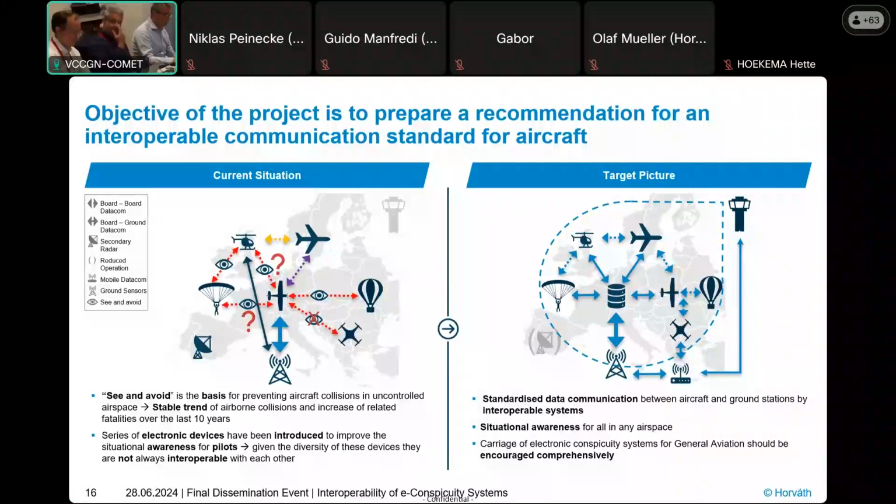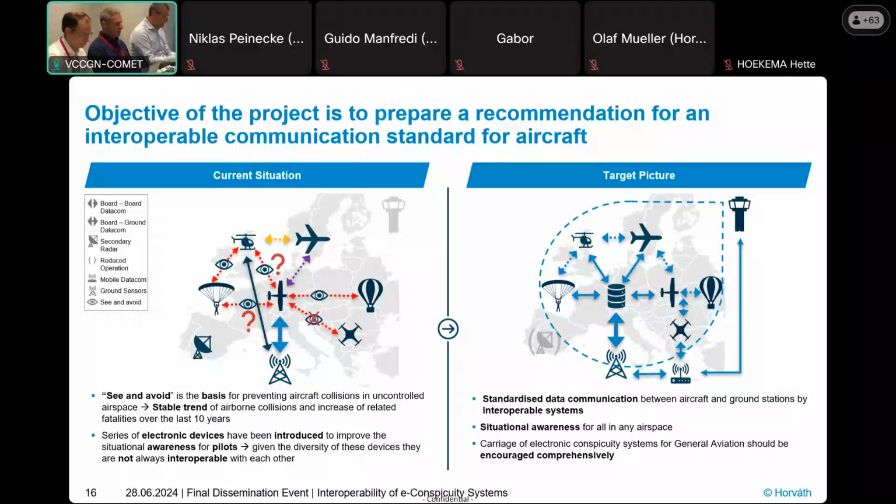Seeing the void is still the basis of general aviation, and the detection rate of seeing the void is still below 60%. It's between 40 and 60% of the traffic. Currently, seeing the void is supported by some electronic conspicuity systems, but they are mostly not interoperable.